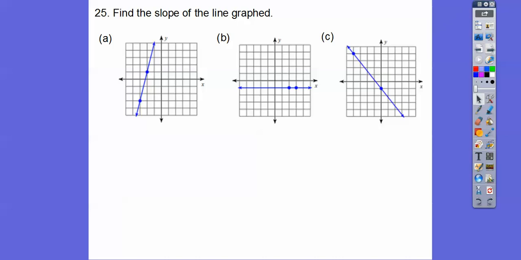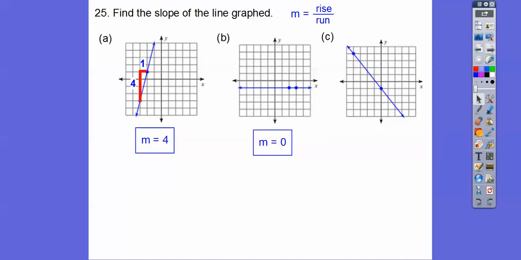Almost done. Okay, find the slope of these lines. So what I'm going to do on these is just do rise over run. So here's a point. It goes up 1, 2, 3, 4 over 1. The slope of that one is 4. Okay? The slope of any horizontal line, you guys, here's a horizontal line right there. The slope of any horizontal line is 0.